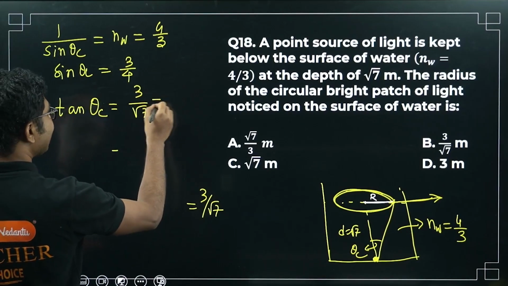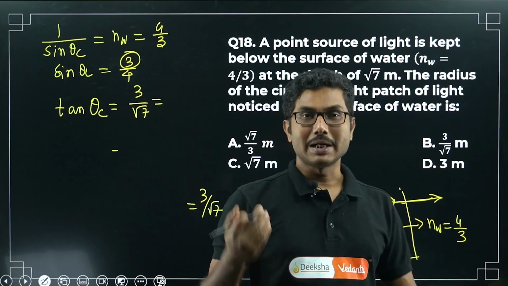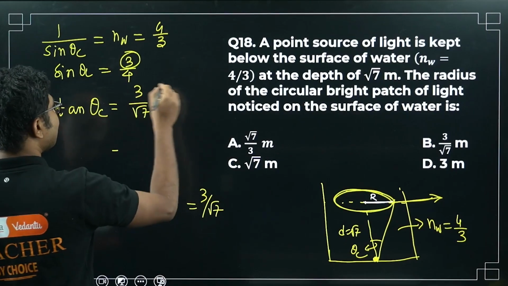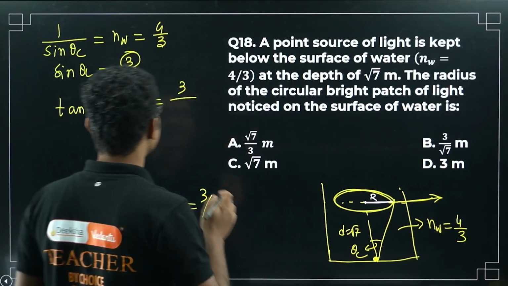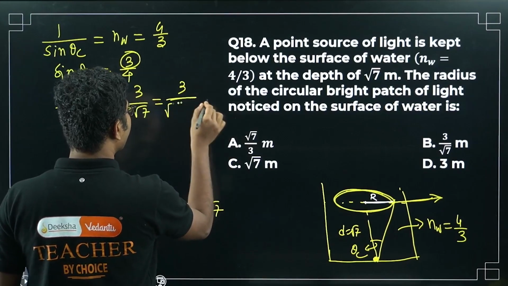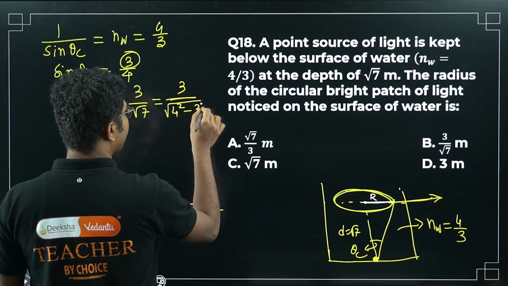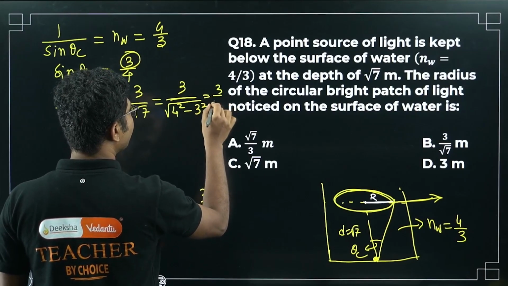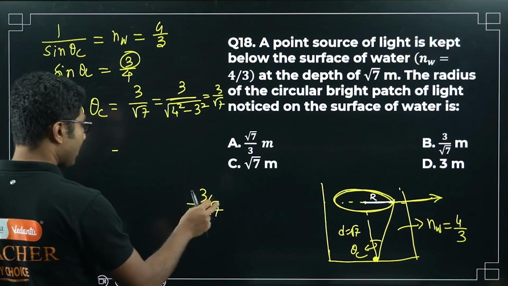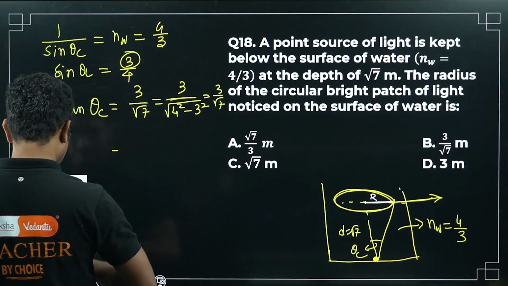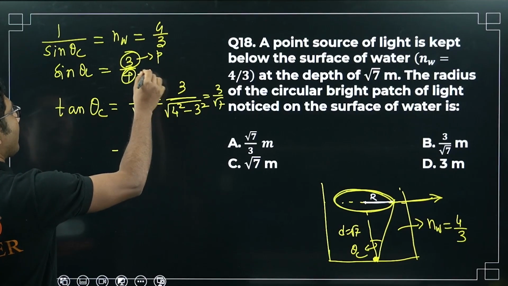The shortcut method is, first you write whatever sine means: perpendicular by hypotenuse, right? So perpendicular is 3. Tan theta is perpendicular by base. Now what is base? Base is basically the square root of hypotenuse square minus perpendicular square. So this is the shortcut method, 3/√7. You can apply this method as well, whatever method you are comfortable with. Basically, we are saying that this is perpendicular and this is hypotenuse.